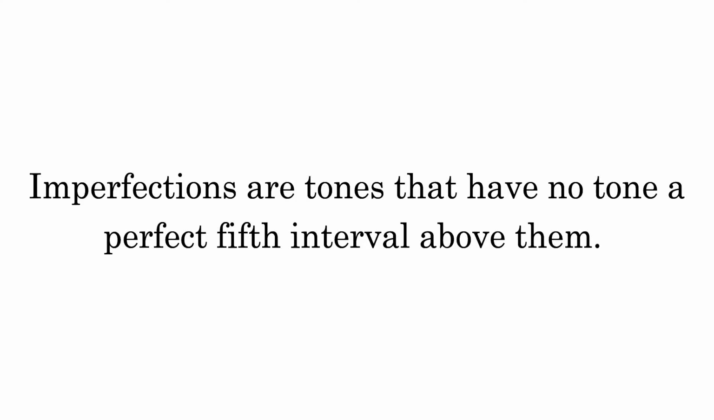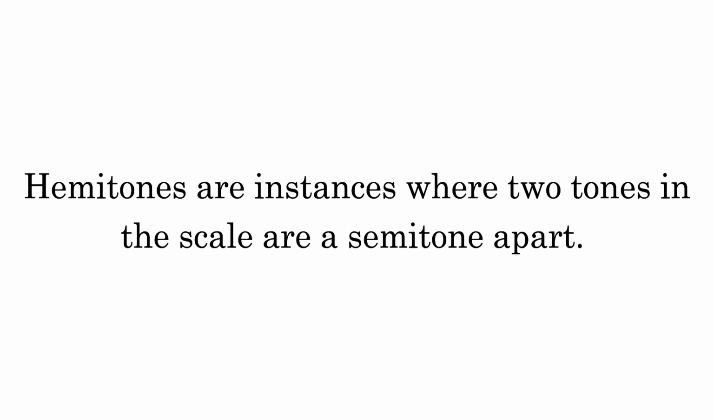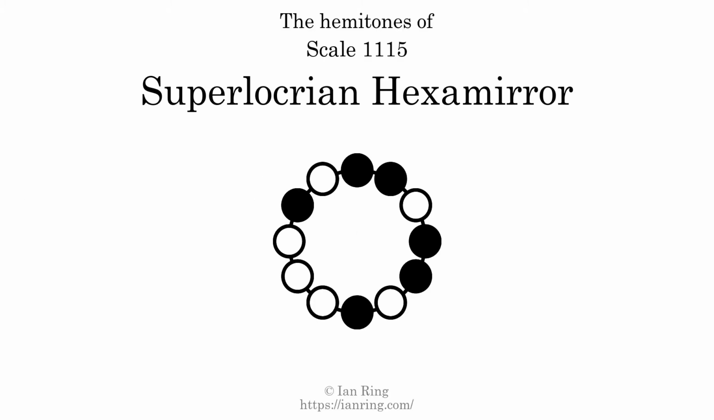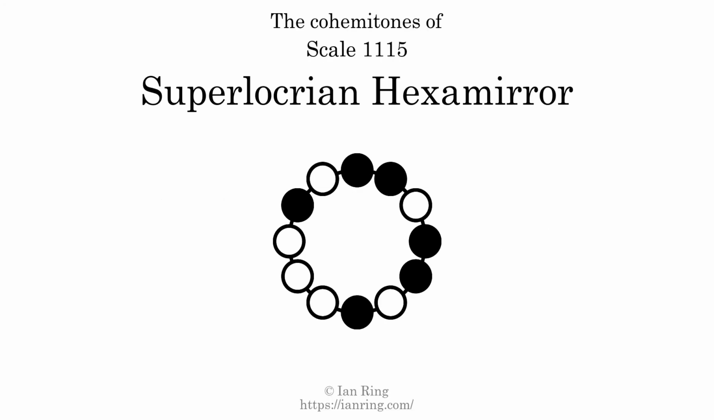Imperfections are tones that have no tone a perfect fifth interval above them. This scale has 4 imperfections. They are at positions here, here, here, and here. Hemitones are instances where 2 tones in the scale are a semitone apart. This scale has 2 hemitones. They are at positions here and here. Cohemitones are instances where 2 hemitones are beside each other. This scale has no cohemitones.